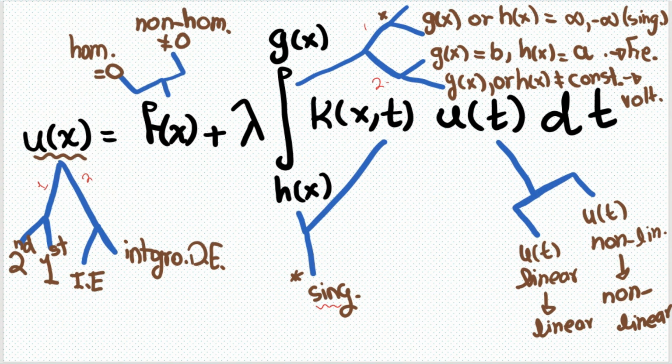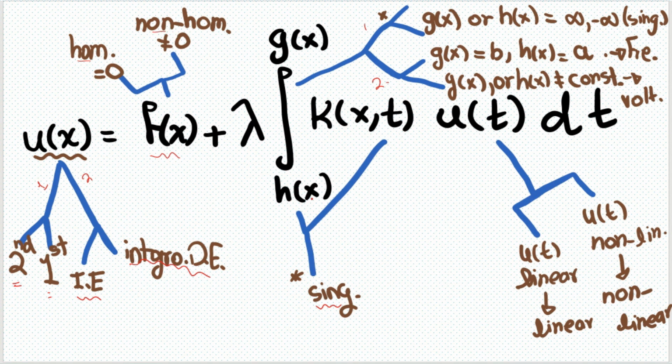Before solving the examples, let's have a quick review. U of x, which is outside the integral sign: if it's appearing outside the integral sign, then it's a second kind. If it's not appearing outside the integral sign, then it's a first kind. If it appears explicitly like this, then it's an integral equation. If it appears as a derivative of u of x at any order, then it's an integro-differential equation. About f of x, if it's equal to 0, then it's a homogeneous integral equation. If f of x is not equal to 0, then it's a non-homogeneous.